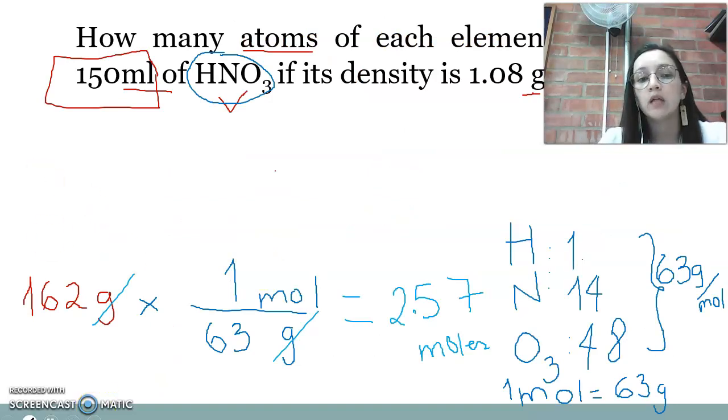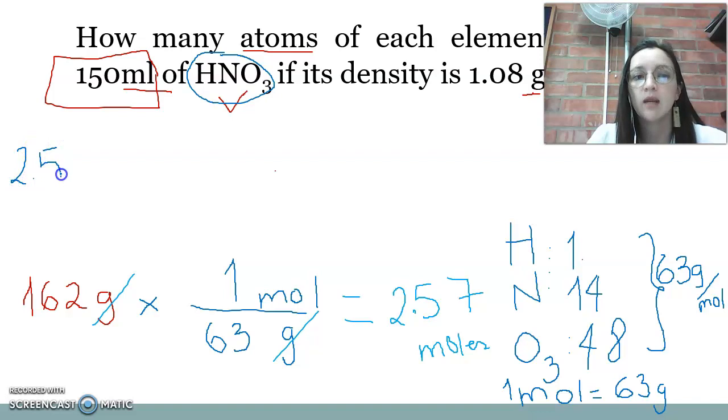How do we know if we are calculating molecules or if we are calculating atoms? So, for example, this compound is made of 3 different elements which all together form molecules. So in this compound, we are talking about molecules first. So if we need to convert this number, we will turn it first into molecules, and then we can turn it into atoms.